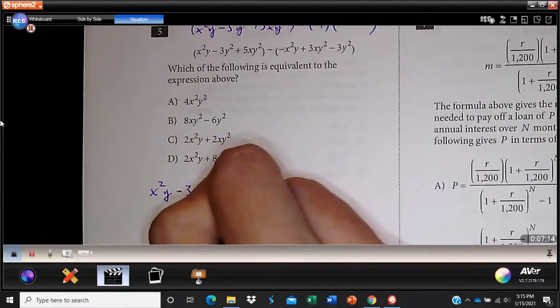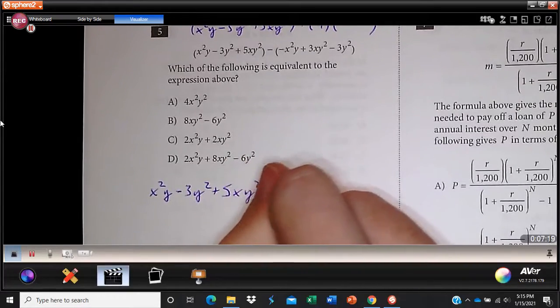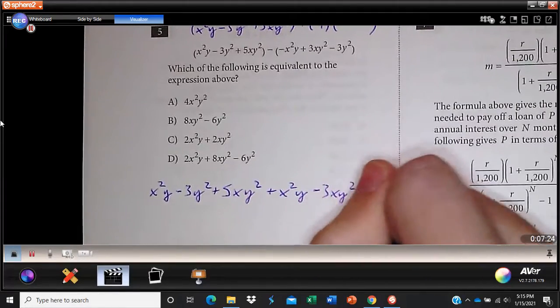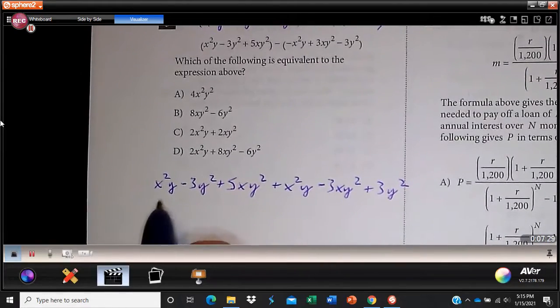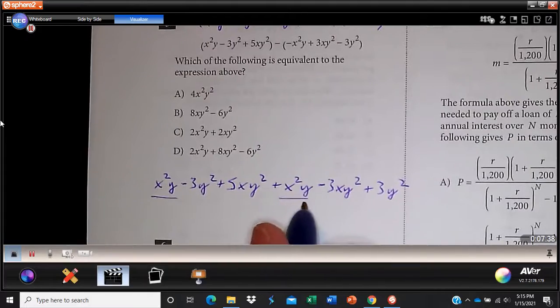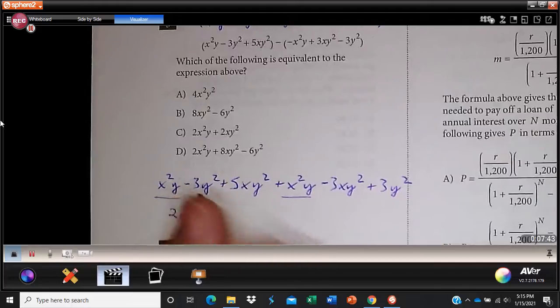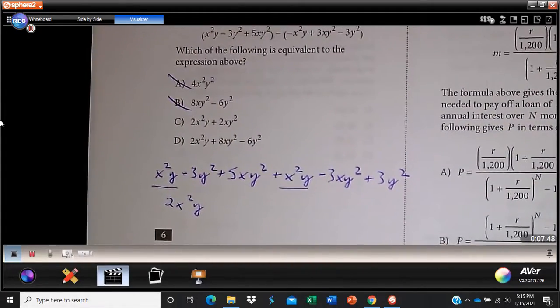I haven't changed anything there. But then the second part, all the minuses are going to become pluses, and all the pluses are going to become minuses. Plus 3y squared. Okay, so I end up with this, and then I notice that these are the same, so 1x squared y plus 1x squared y is 2x squared y, and already I can eliminate answer choices A, B, because they don't have those.